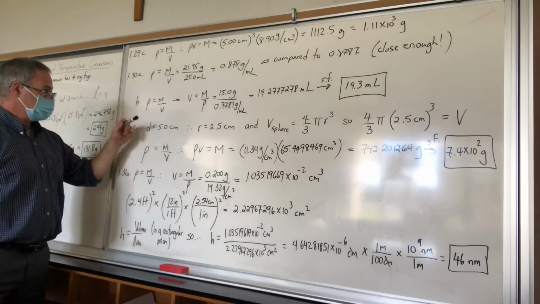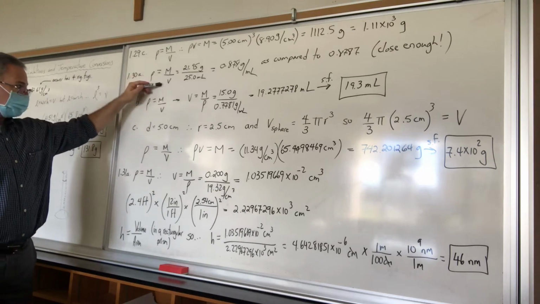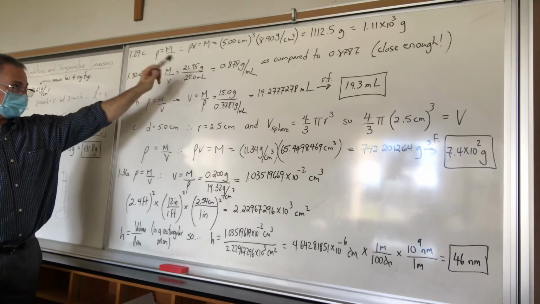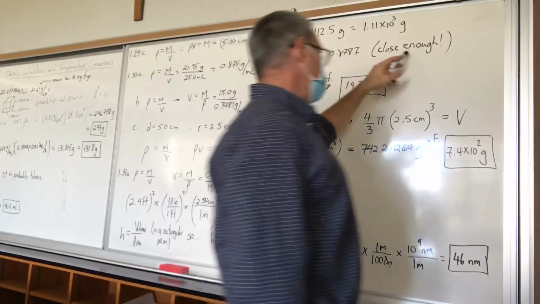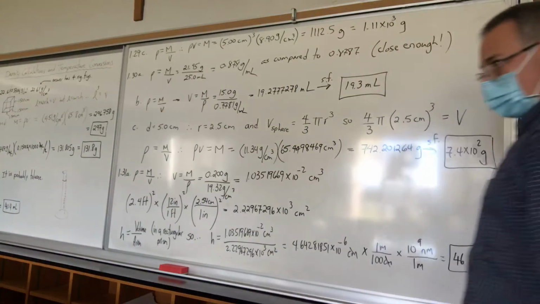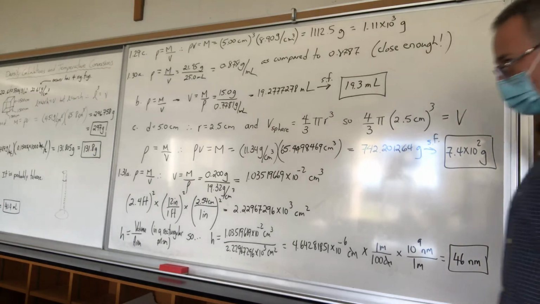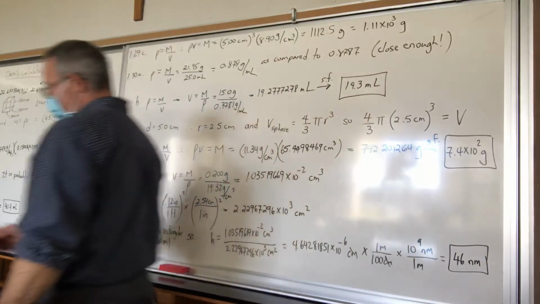So again, we set up density equals mass over volume. Here's the mass, here's the volume, and you get 0.878. As compared to 0.8787, I say close enough. I would say yes, that was a sample of benzene. 130B.